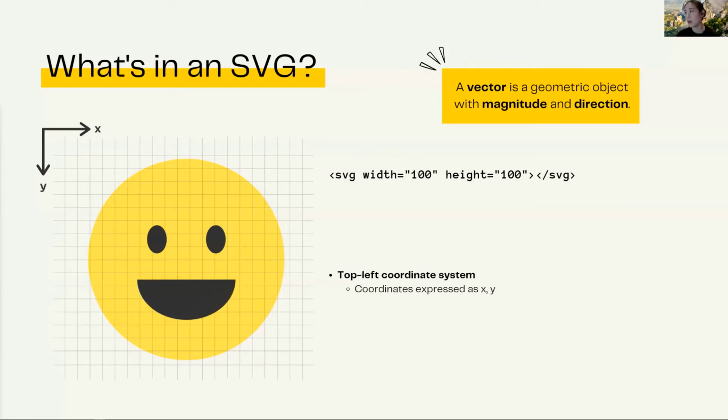We generally will also give our SVGs certain dimensions. We can see the element here has a width and a height of 100, which means that this SVG on screen would be 100 by 100 pixels.